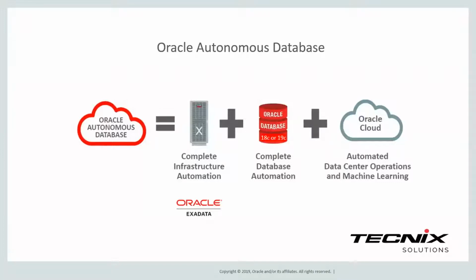So we have a complete automation of the infrastructure because Oracle has been adding more automation to the infrastructure year by year, as in the Oracle database software, where you have a lot of automation features in the database. And Oracle Database operations has the power of machine learning to ensure performance and health.